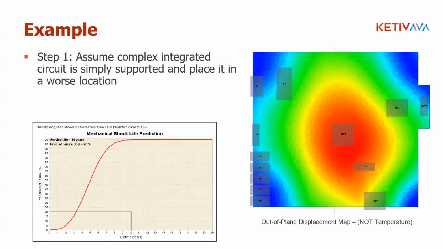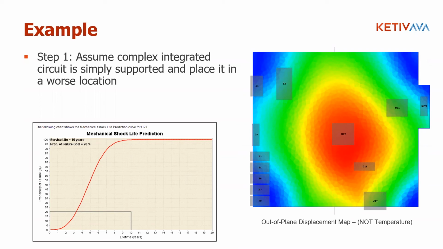And so following through on this example, this graph that's shown on the right is actually an out of plane displacement map, not a temperature map. So it looks like temperature, but it's not. The red is showing where you're having higher mechanical stress and strain, where the board is warping out of plane. And we could simply plop it in the center and place it in the worst possible location.